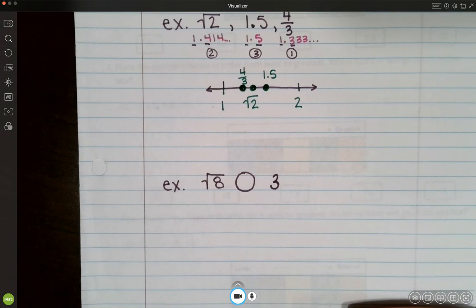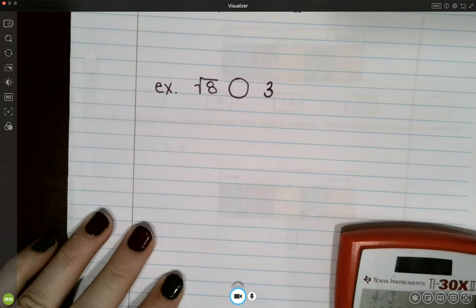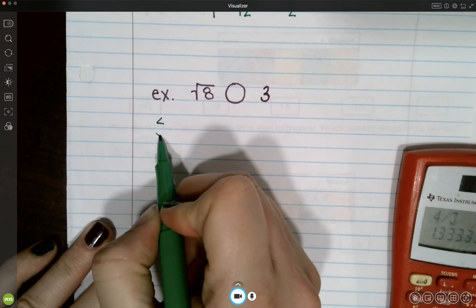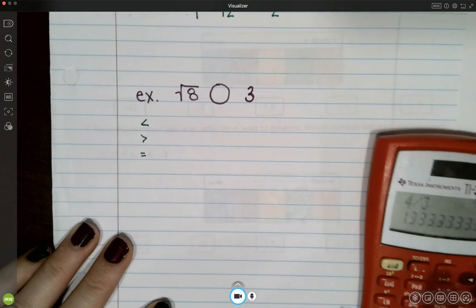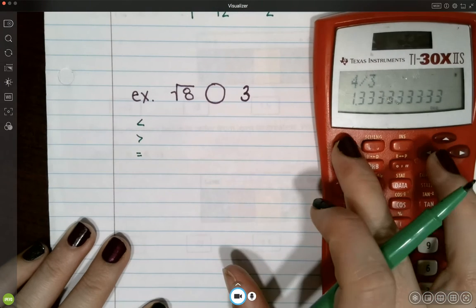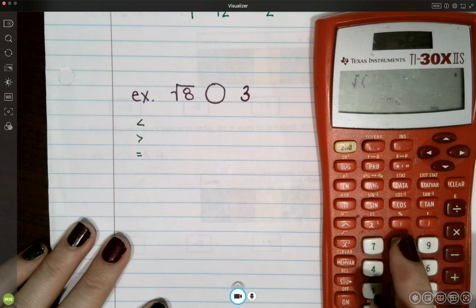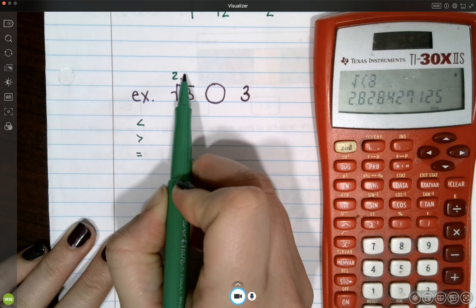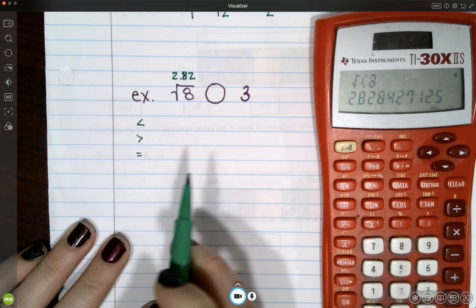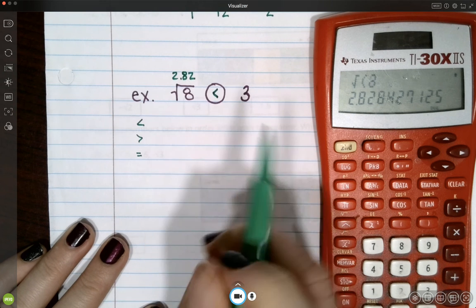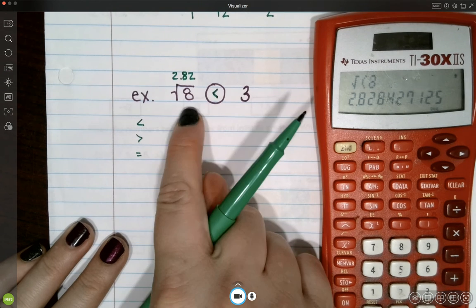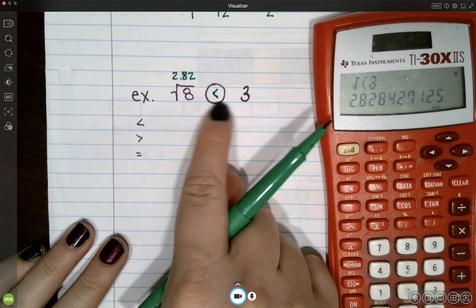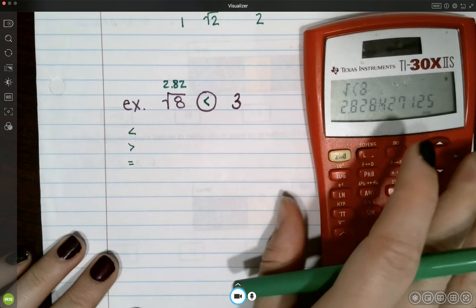Sometimes our comparison is using inequality symbols. So we have our less than symbol, our greater than symbol, and our equal to sign. Again, to convert this, we type in second x squared, and then we type in the 8. So this decimal is 2.82, and this is 3. So the 3 has to be larger. Another way to look at this is the square root of 9 is 3, and because this is the square root of 8, it's 1 below it. This has to be smaller than 3.